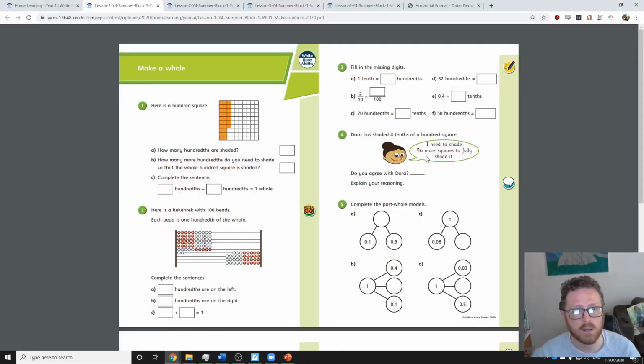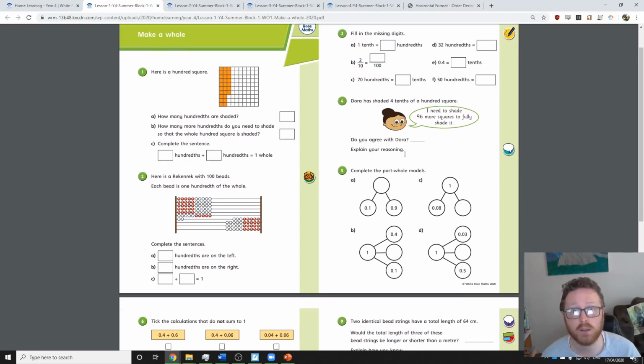Okay? Now, we've got a question from Dora here. She's asking you a question and you need to decide if you agree or not. You've got some whole part models. That basically means that these two numbers here will add up to something. I'm not going to tell you the answer to the first one, but you can probably clue yourself in by looking at the next 3 questions.